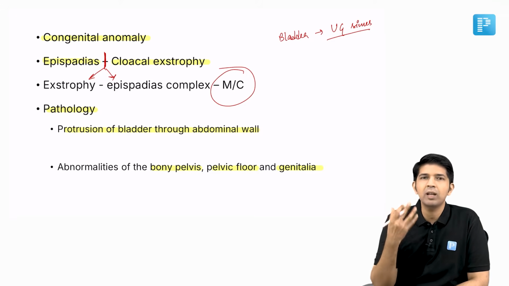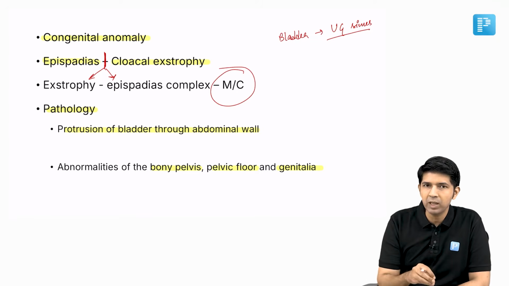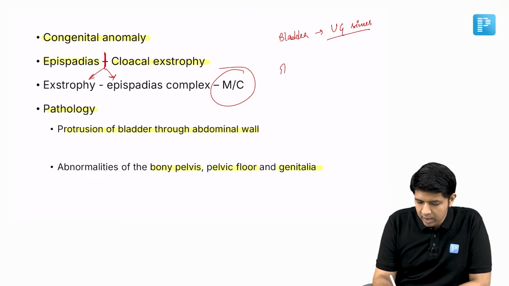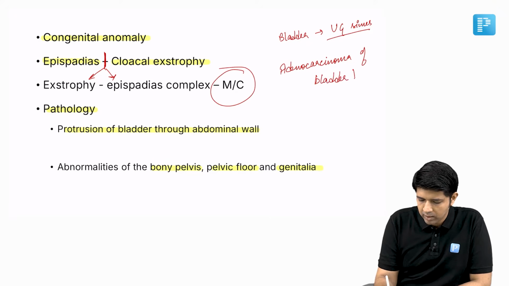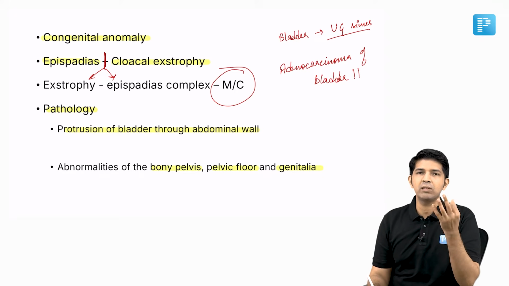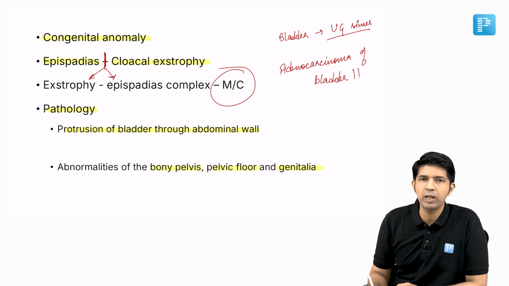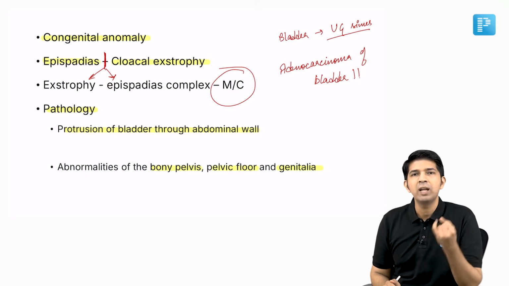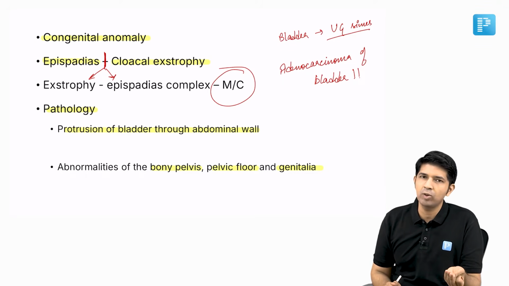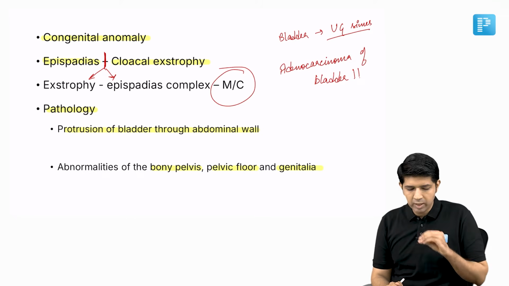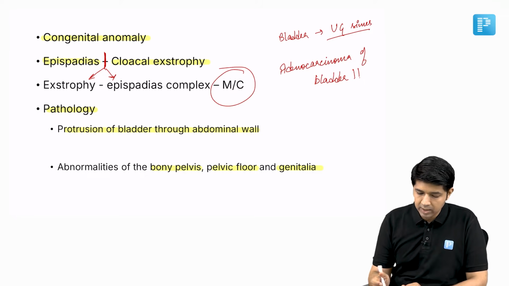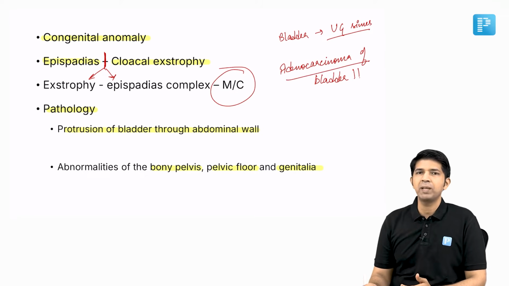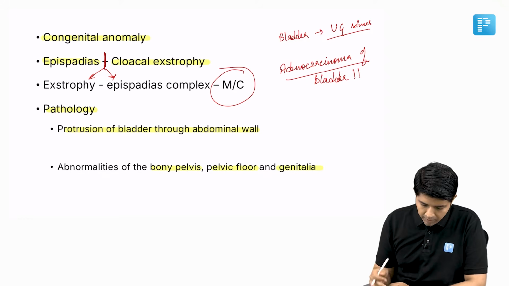Now, one extra line that you need to know is that this particular condition has a higher risk of developing adenocarcinoma of bladder. The reason why I am telling you this is, there are 3 histological subtypes of the urinary bladder cancer. We will be talking about it in some time: transitional cell, squamous cell, and adenocarcinoma. In exstrophy-epispadias complex, there is a higher chance of the patient having an adenocarcinoma of the bladder.